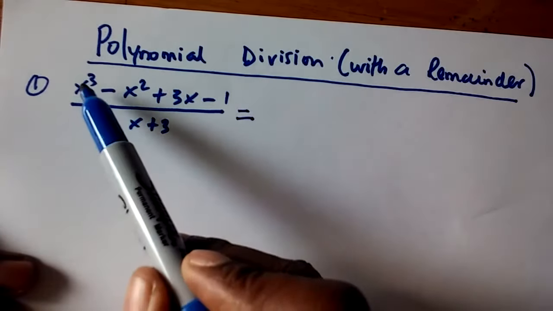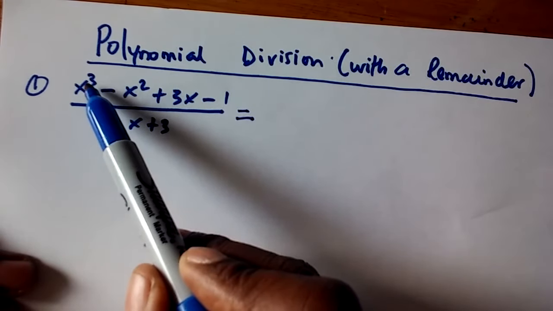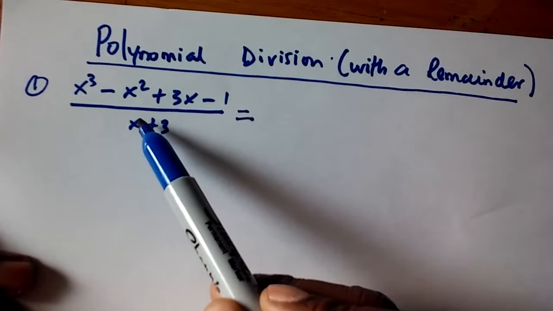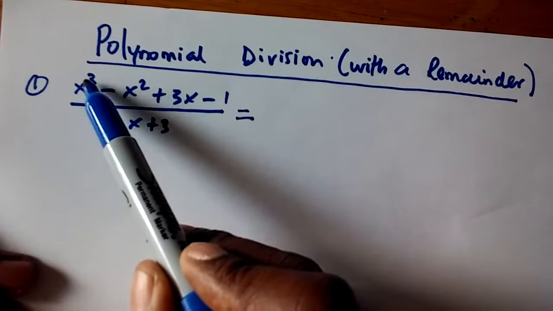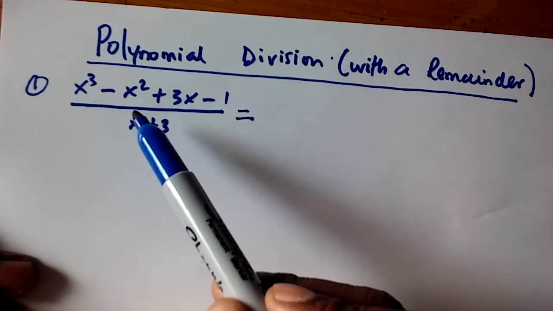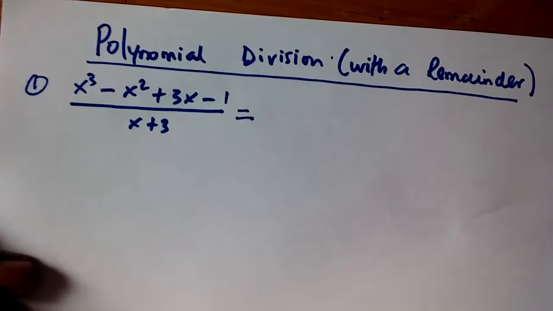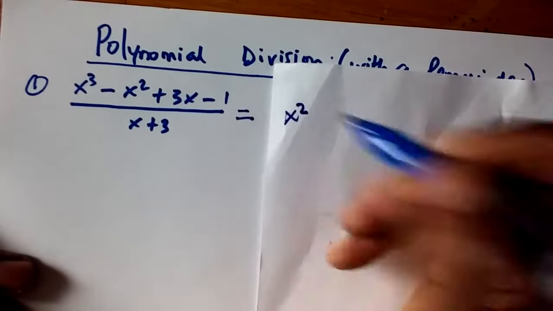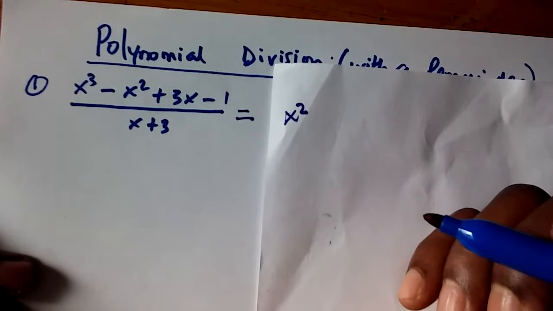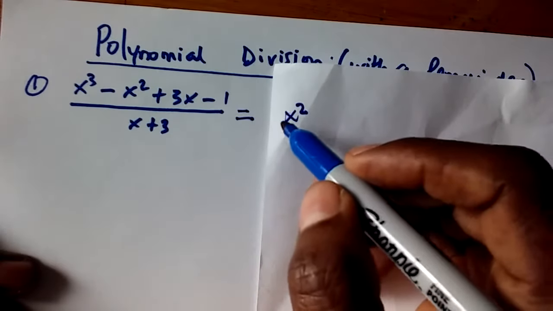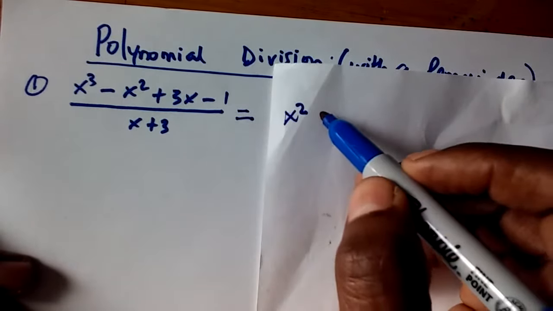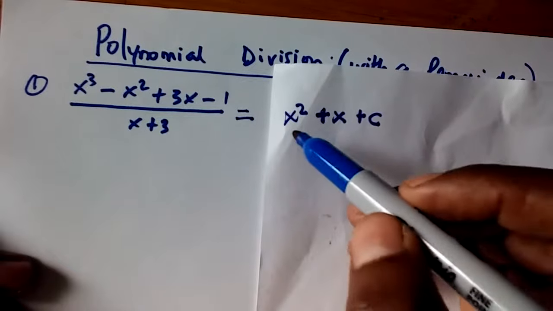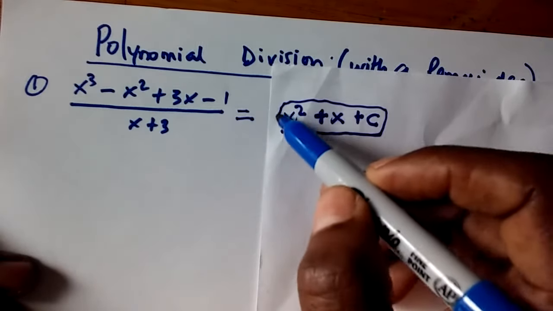The dividend has a degree of 3, and the divisor has a degree of 1. So if you divide x cubed by x, you will get x squared. That means that our quotient will have an x squared term. But if you're going to write it in standard form, you're going to add 2 more terms. So that's x and then plus some constant. So we know our quotient will have 3 terms.